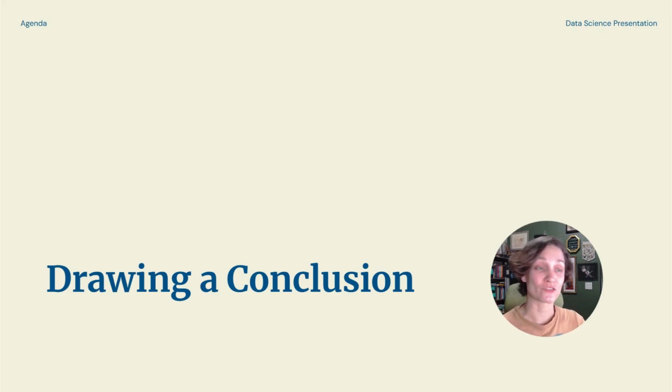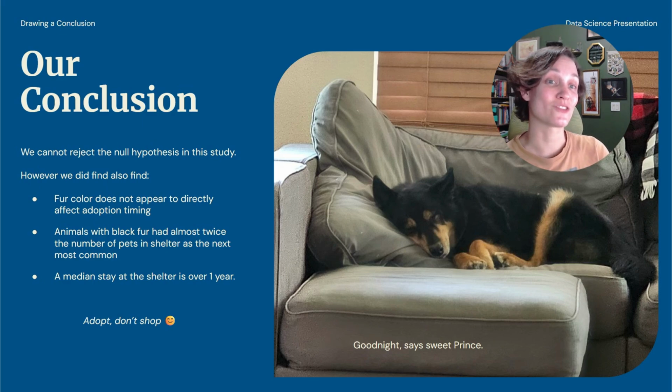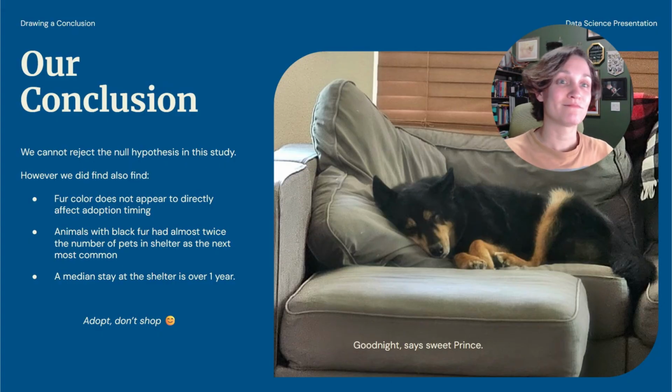So, finally, let's draw the conclusion. We cannot reject the null hypothesis in this particular study. However, we also did find fur color does not appear to directly affect adoption timing, at least not based on what we looked at here. Animals with black fur had almost twice the number of pets in shelter as the next common fur color, and a median stay at the shelter is over 1 year. So, in conclusion, we don't reject the null, but the bigger point to all of this, I think, is adopt, don't chop.